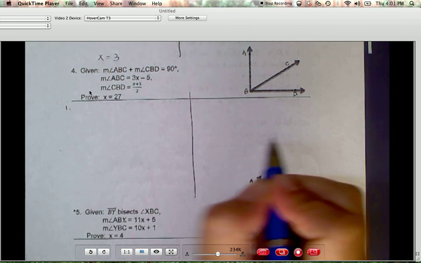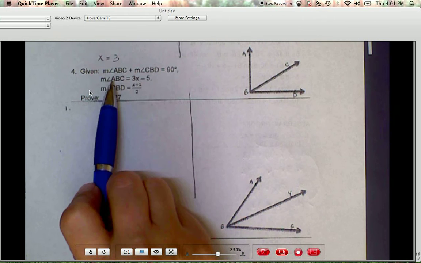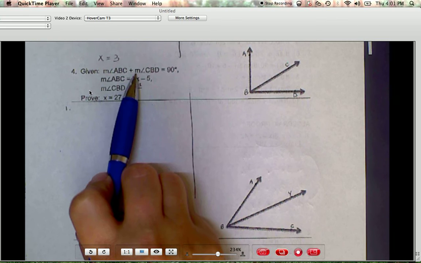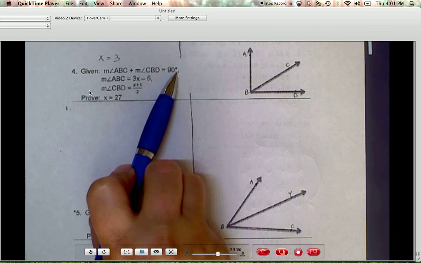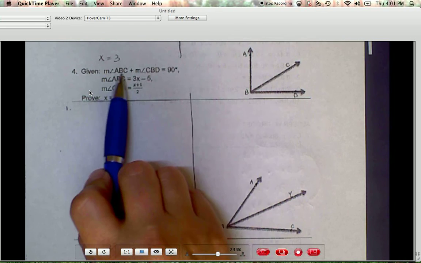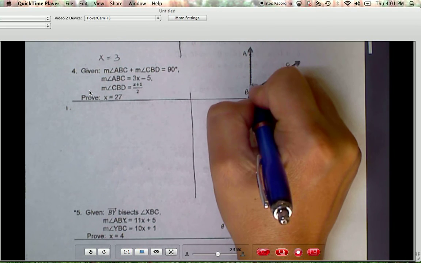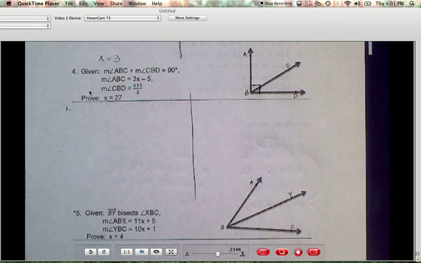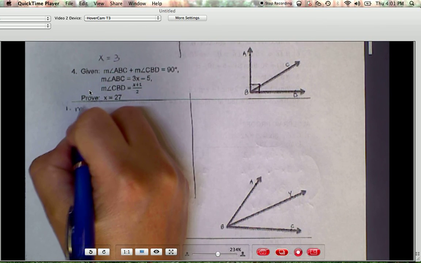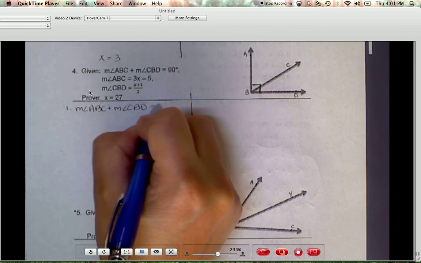Now number 1 is going to be our given. As we write it in here, we also want to label this. So the measure of angle ABC plus the measure of angle CBD equals 90 degrees. You wouldn't be required to draw this, but if ABC and CBD add up to 90 degrees, then you technically could mark the corner here as a right angle for 90 degrees, which we'll also talk about being perpendicular. So let's put our first given in here: the measure of angle ABC plus the measure of angle CBD equals 90 degrees.